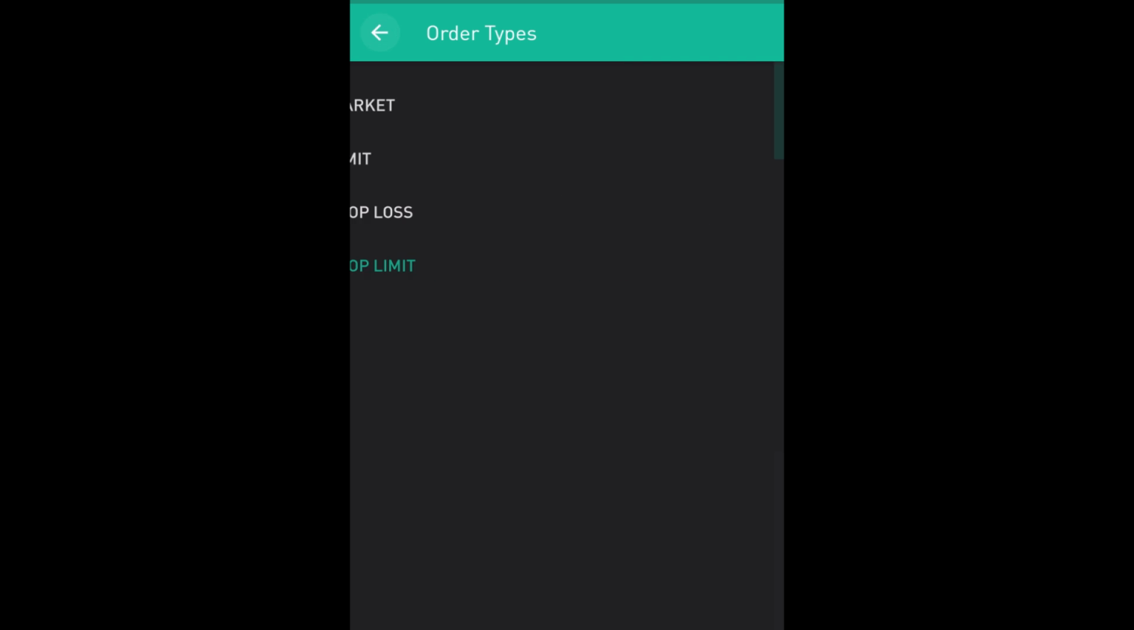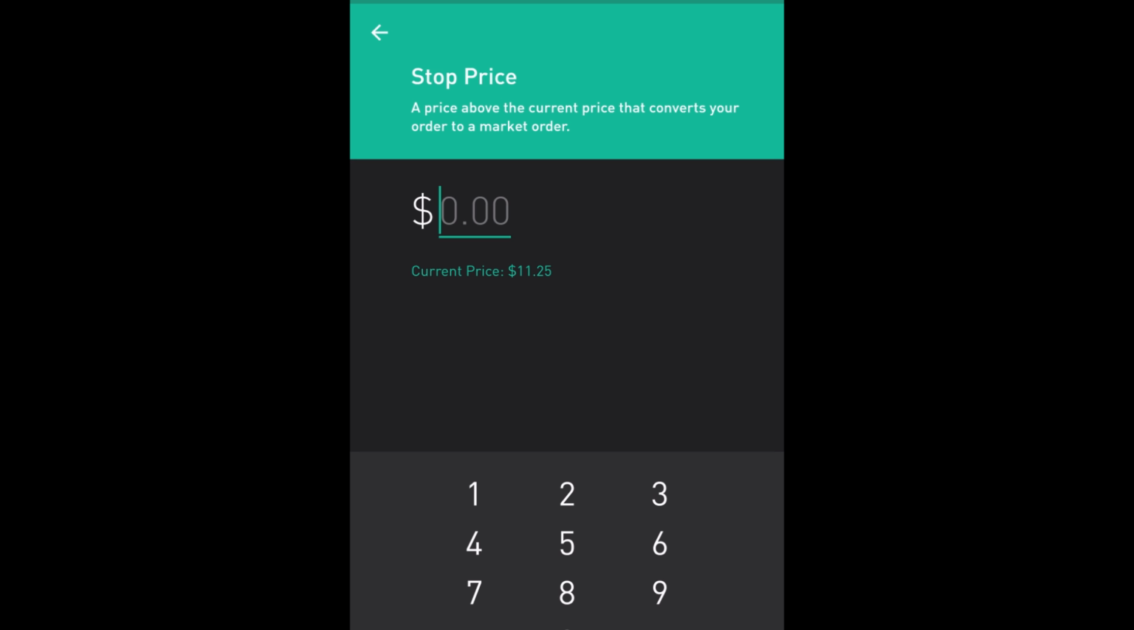These are a little bit more tricky, a little bit more difficult to understand, especially for new investors. And these are really meant for more high-frequency penny stock investors. I think buy and hold investors, you simply just need to do the limit order. But if you're a penny stock investor, you probably should use the stop loss and stop limit order. So kind of in the same way, you have control over the price with the stop price. So stop price, a price above the current price that converts your order to a market order. So you're really looking at momentum with the stock.